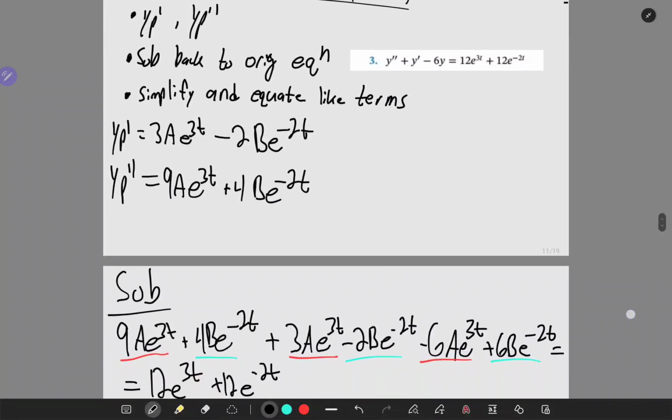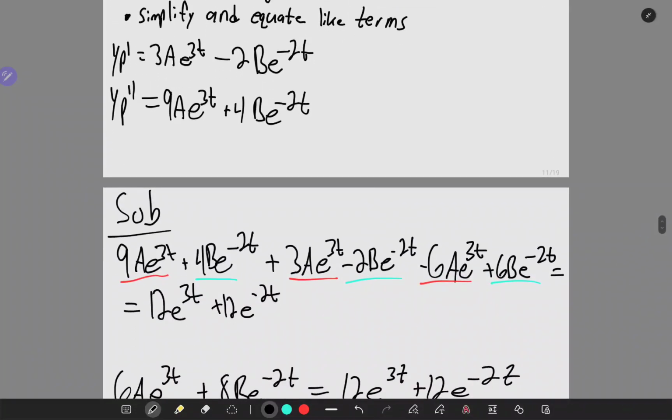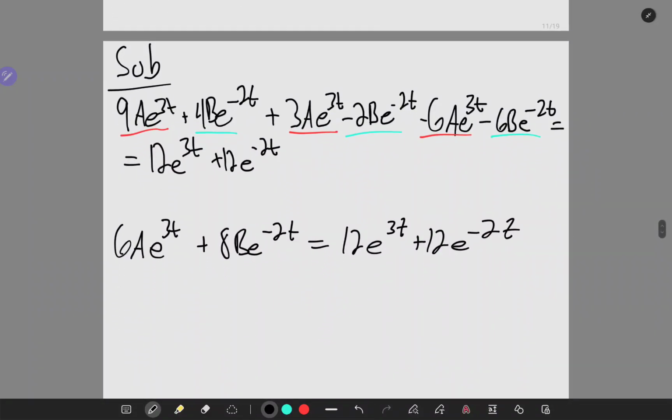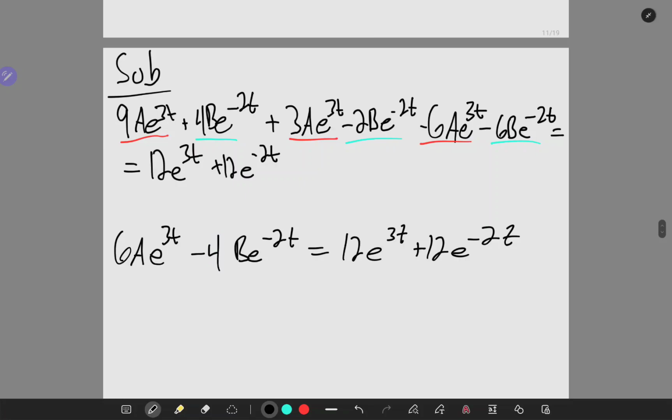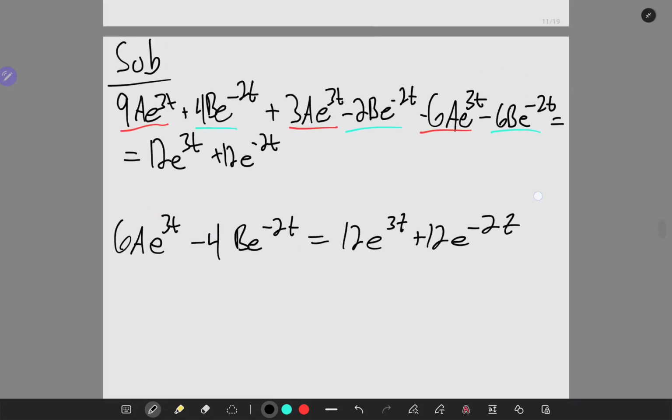Should it be minus 6? Let me see, where was I? Oh, it's minus 6y, so this should be minus right here. My bad. So then that's 4 minus 2, which is 2 minus 6, which would be negative 4. Okay, now we're good. So now I said simplify and equate like terms.